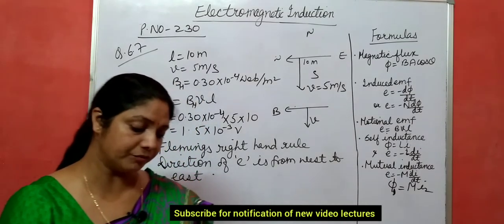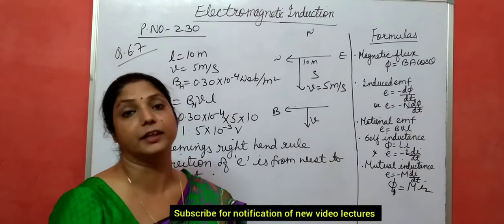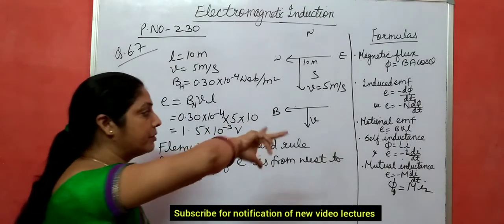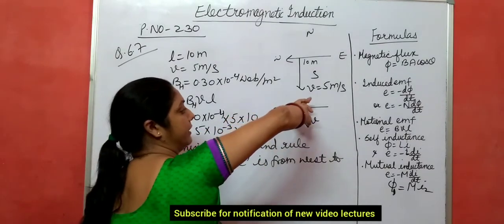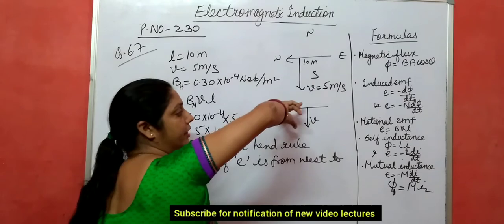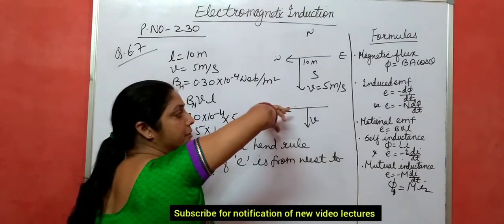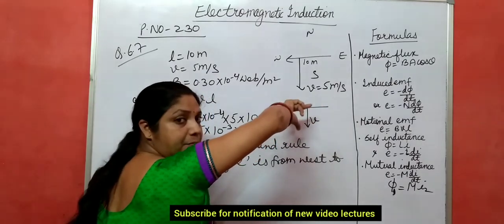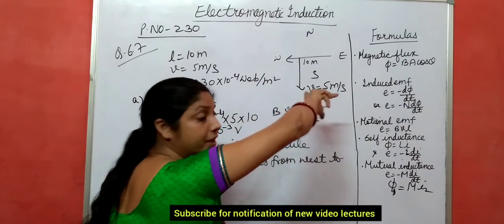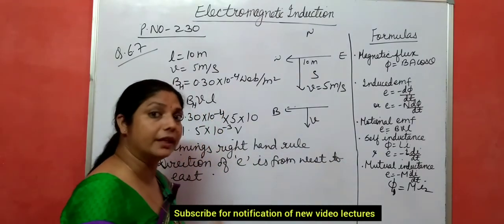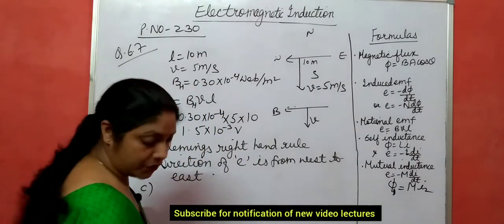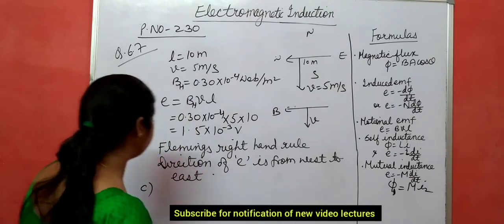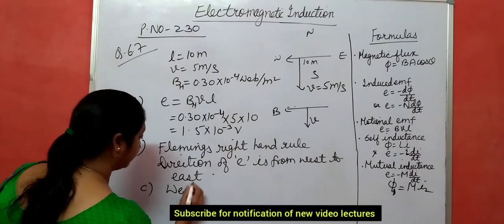Now there is another part. Which end of the wire is at higher electrical potential? This is motion, this is magnetic field, and this is the direction of induced EMF, and the finger is pointing from west to east. So the western part takes positive potential and the eastern part takes negative, lower potential. So the question is, which end is at the higher electrical potential? The western end, right?